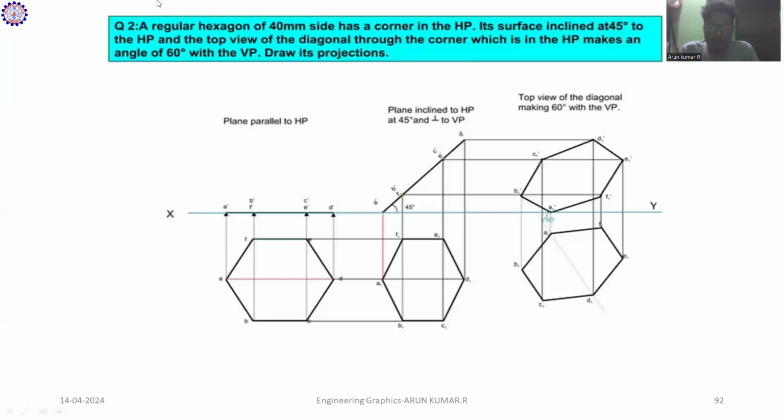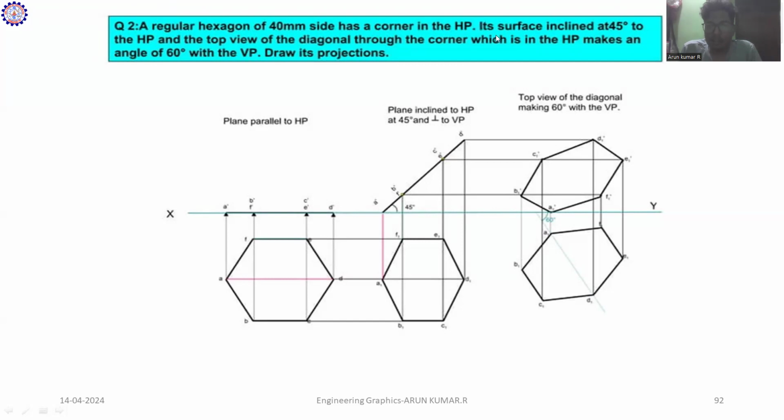So first of all, what is the plane we have to mention in the problem? The name is hexagon. The hexagon has a side of 40 and a corner on HP. So we have to draw the diagram, that is, draw the hexagon based on the condition of the corner in HP. That means two sides of the hexagon are parallel to VP. That is the condition we have to mention here.